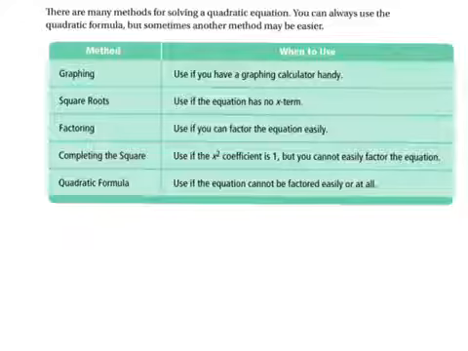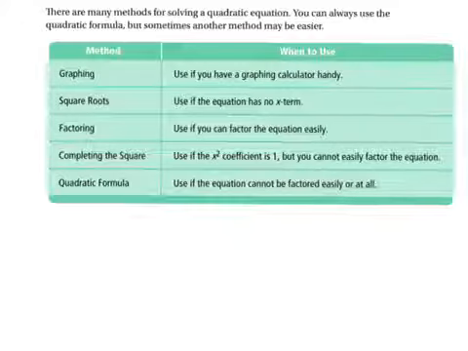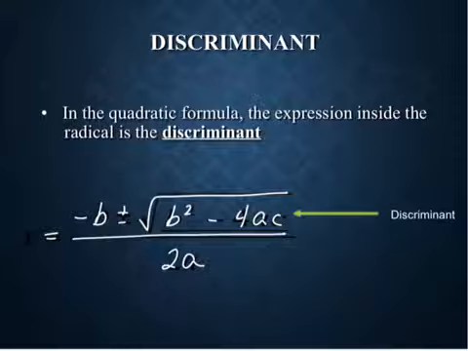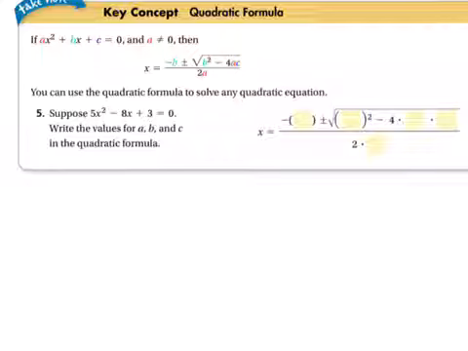There are many methods for solving a quadratic equation. We have used graphing, square roots, factoring, completing the square, and now we have the quadratic formula. The quadratic formula will always work, but sometimes the other methods are easier. As I've stated before, b squared minus 4ac is the discriminant. This is the quadratic formula. The quadratic formula puts a discriminant inside a radical. Negative b plus or minus the square root of b squared minus 4ac over 2a. This formula will solve any quadratic equation. Yes, you heard me correctly. You can use the quadratic formula to solve any quadratic equation.